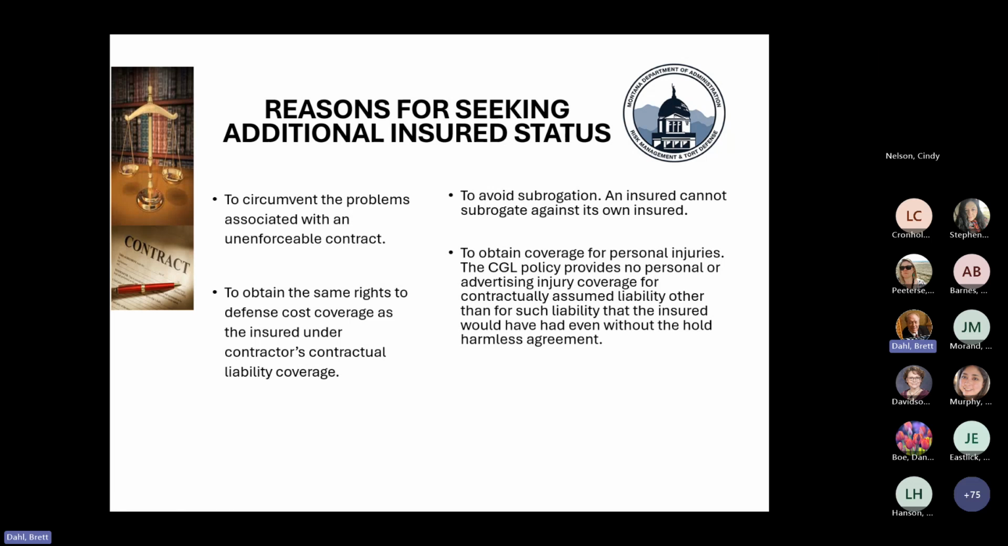If you are named as an insured on a contractor's insurance policy and something goes wrong, there's negligence, there's damages, there's personal injury, they can't subrogate. That means pursue a legal action or go after you, because you're a named insured, you're an additional insured on their own policy. They can subrogate against external parties or third parties, but it blocks them from subrogating against you.